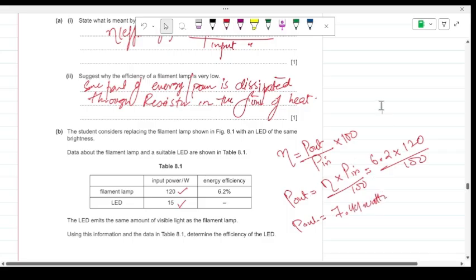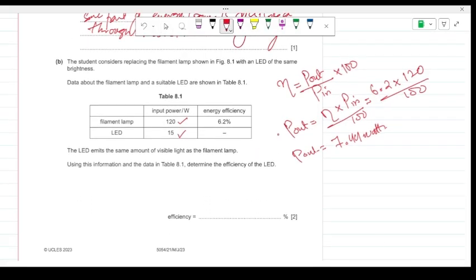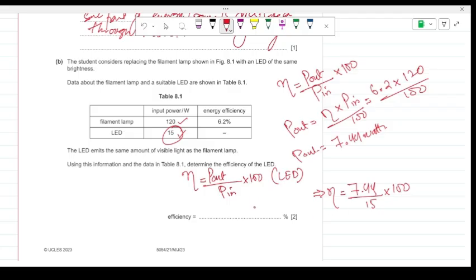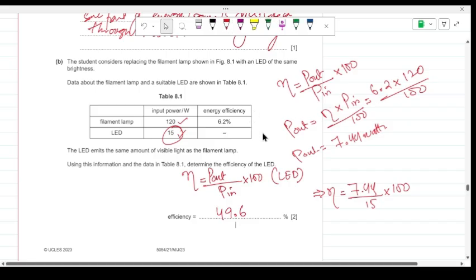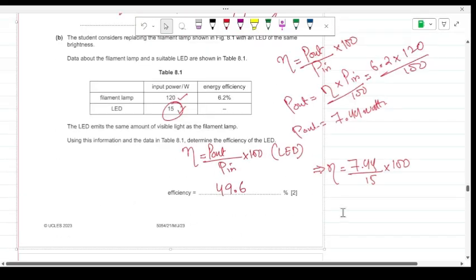Now you have to calculate the efficiency of the LED bulb. To calculate the efficiency, you have to change the input; the output will remain the same. So we can use the same formula, P out divided by P in multiplied by 100. Output power is 7.44 divided by input power, which is 15, and it should be multiplied by 100 in order to calculate the percent value. So this comes out to be 49.6%. So you see that there is a greater efficiency because its power dissipation is low, and we get an approximate value of 50%.